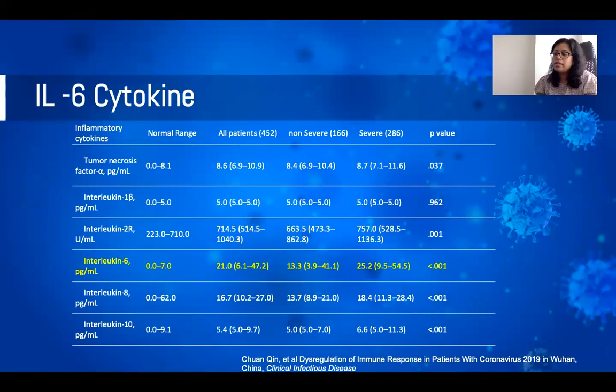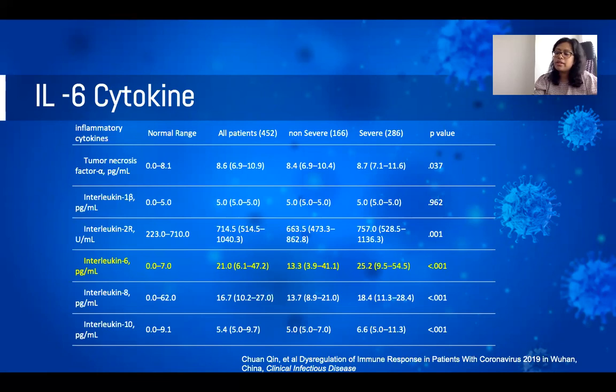IL-6 is basically a cytokine which has both pro and anti-inflammatory effects. It promotes T cell activation and B cell differentiation. IL-6 goes to hepatocytes and hepatocytes release CRP. So it's thought to be a key player in the cytokine storm, which I'll go on to talk about.